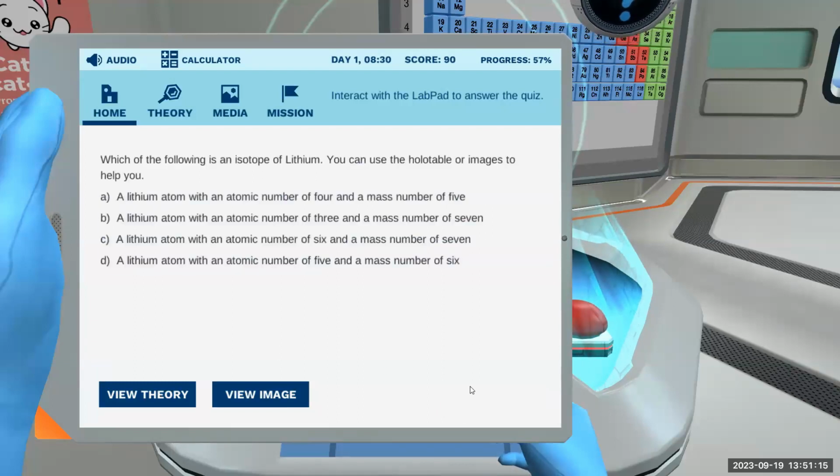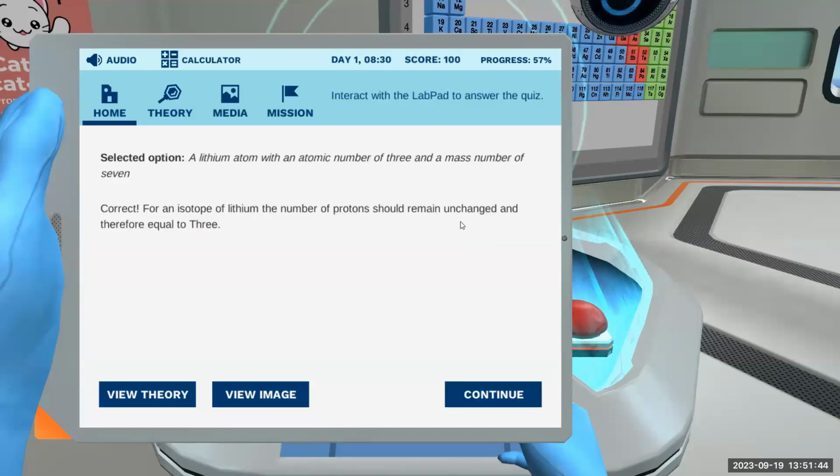Which of the following is an isotope of lithium? You can use the holotable or images to help you. Option A, a lithium atom with an atomic number of 4 and a mass number of 5. Option B, a lithium atom with an atomic number of 3 and a mass number of 7. Option C, a lithium atom with an atomic number of 6 and a mass number of 7. Option D, a lithium atom with an atomic number of 5 and a mass number of 6. Correct. For an isotope of lithium, the number of protons should remain unchanged and therefore equal to 3.